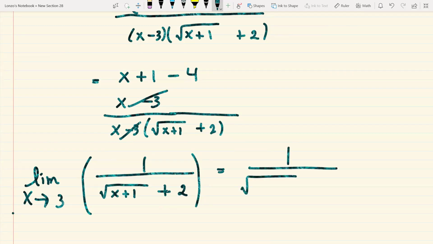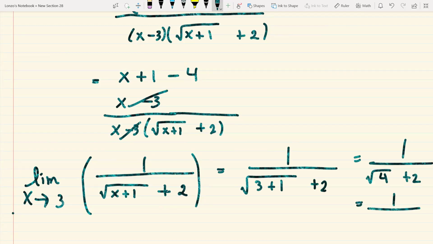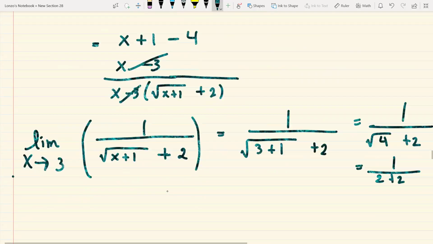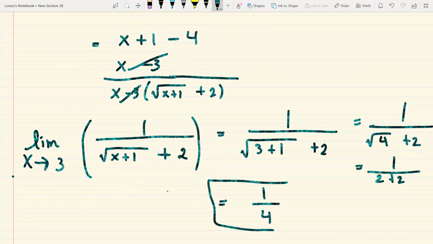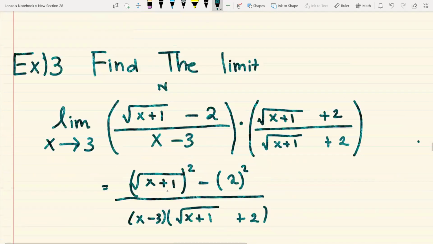So it's going to be 3 plus 1 plus 2. So that's 1 over 3 plus 1 is square root of 4 plus 2. Square root of 4 is 2 plus 2. Bingo. So it's 1 over 2 plus 2 is 4. This is a real number, so it works. Okay, so this one works. So this one, I had to multiply top and bottom by the conjugate of the numerator. Okay.